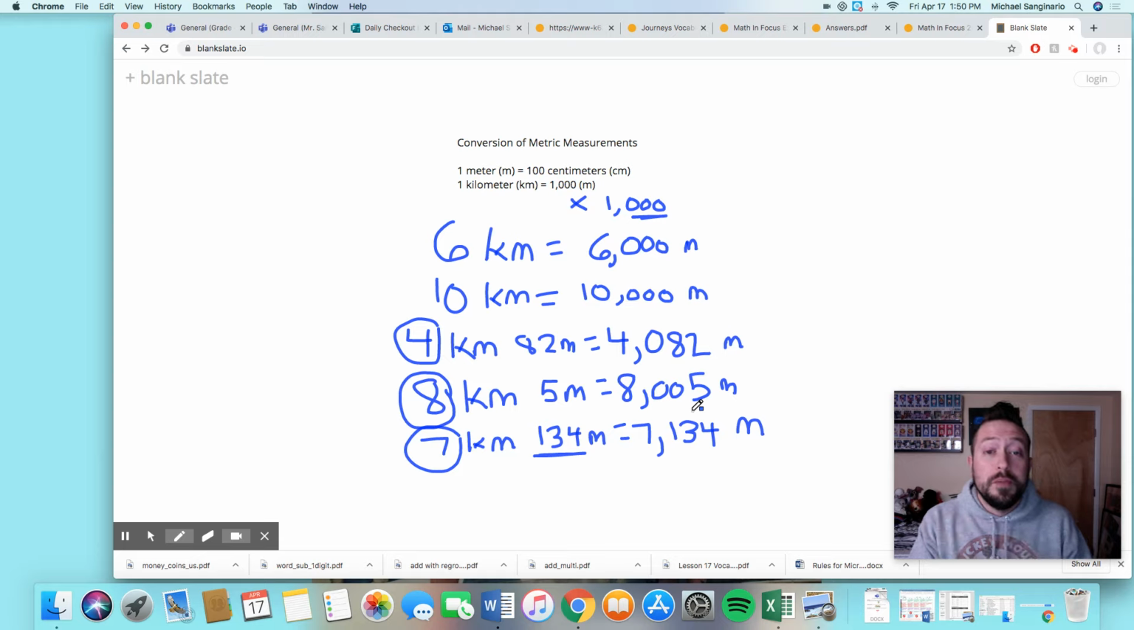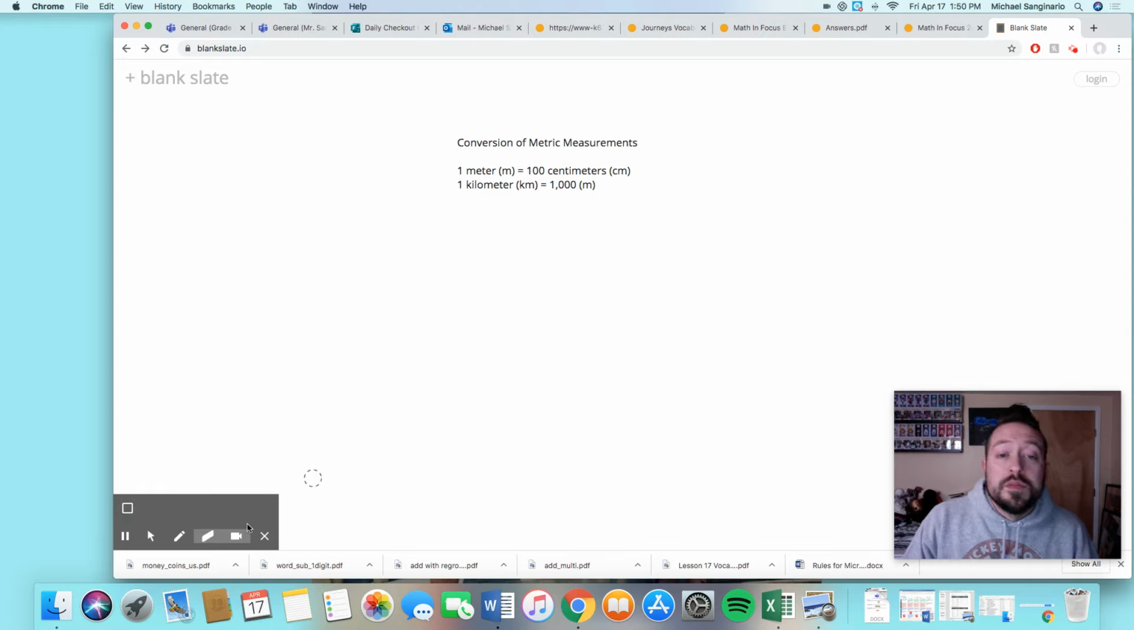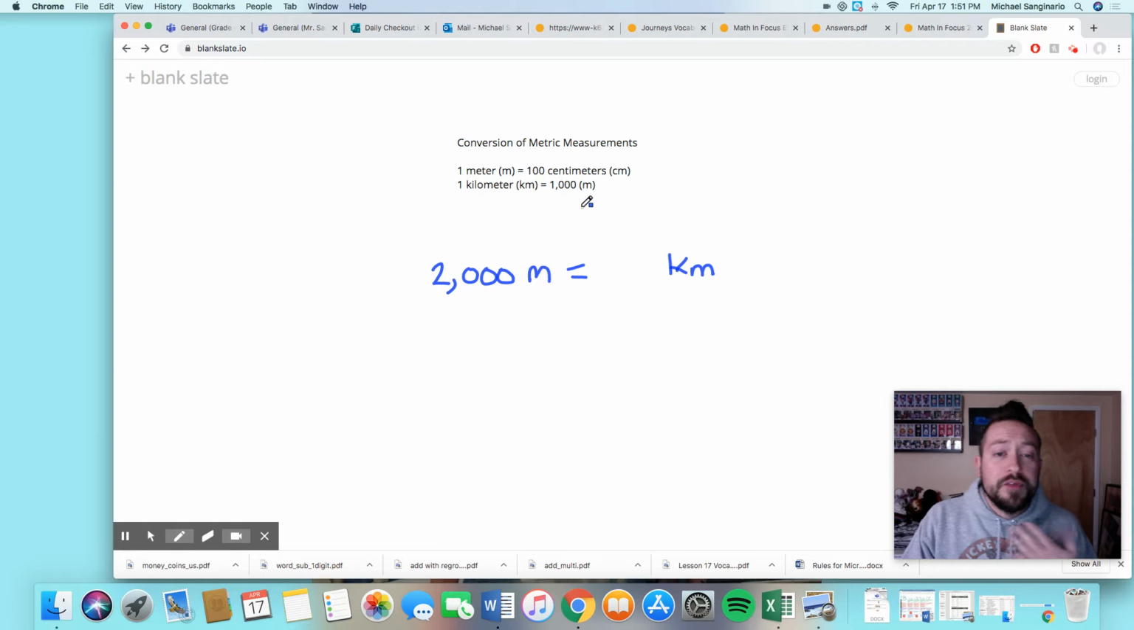Now we're going to go from meters to kilometers, okay? So now, if I gave you 2,000 meters, what would that equal in kilometers? Well, instead of multiplying now, we have to divide again, just like what we did yesterday. When we went from a smaller unit to a bigger unit, you have to divide. When you go from a bigger unit to a smaller unit, you multiply.